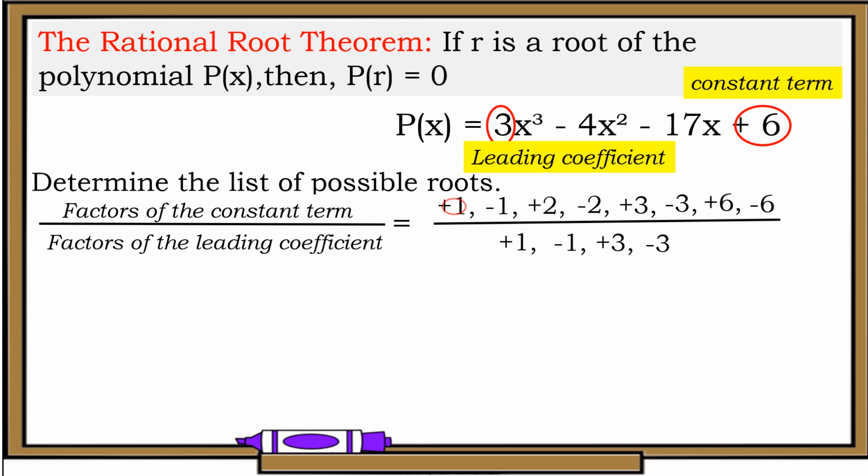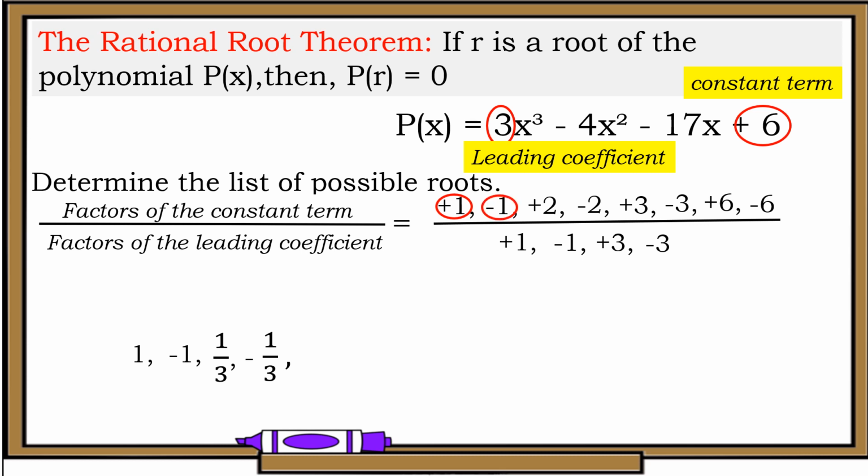Let us start with positive 1. If you divide positive 1 by positive 1 here in the denominator, you get 1. And 1 divided by negative 1, we have negative 1. 1 divided by 3, 1/3. 1 divided by negative 3, negative 1/3.